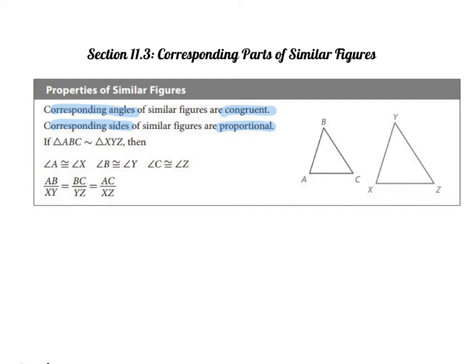What's important to note here is that you have to make sure the top and the bottom of your proportion match. You'll notice that AB, BC, and AC are all from the first triangle, and XY, YZ, and XZ are all from the second triangle. We can flip them, but they all have to be flipped. As long as all of the tops come from the same triangle and all of the bottoms come from the same triangle, it's fine. You can swap the order.